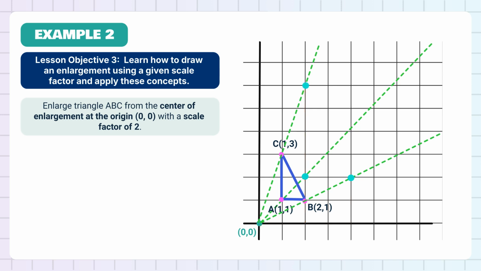So our new points are A' at 2, 2, B' at 4, 2, and C' at 2, 6. To finish off, connect points A', B', and C' to form the enlarged triangle.